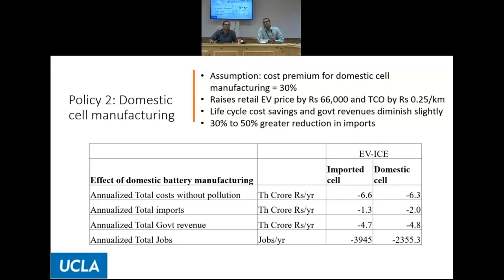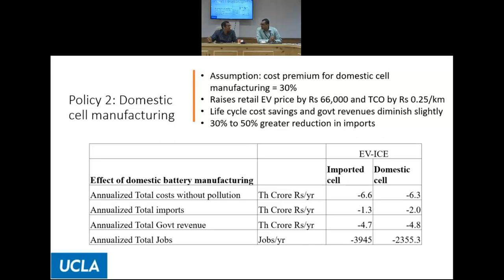One question here, the annualized job loss. So if I'm reading it correctly, it is a loss of 3,945 jobs per year. Right. And a loss of 2,355 jobs from domestic cells. So because you're gaining 1,000 jobs in making domestic value, while the job loss is reduced, there is still a job loss.